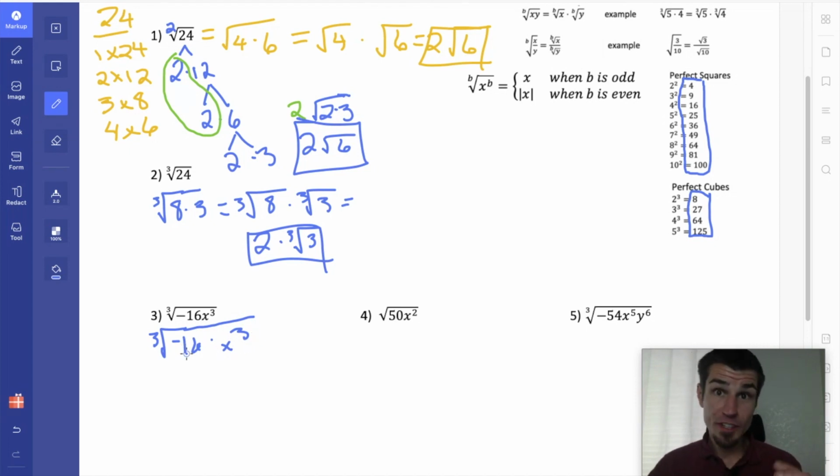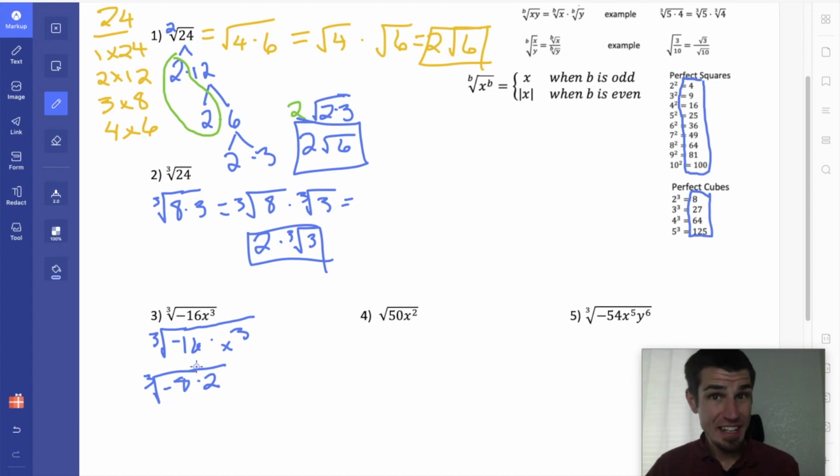We're going to look for perfect cube factors, right? Why? Because we are dealing with the cubed root. So we want perfect cube factors of 16. Well, we know that 8 times 2 gives us 16. So we want to rewrite the cubed root of negative 16 as the cubed root of negative 8 times 2.